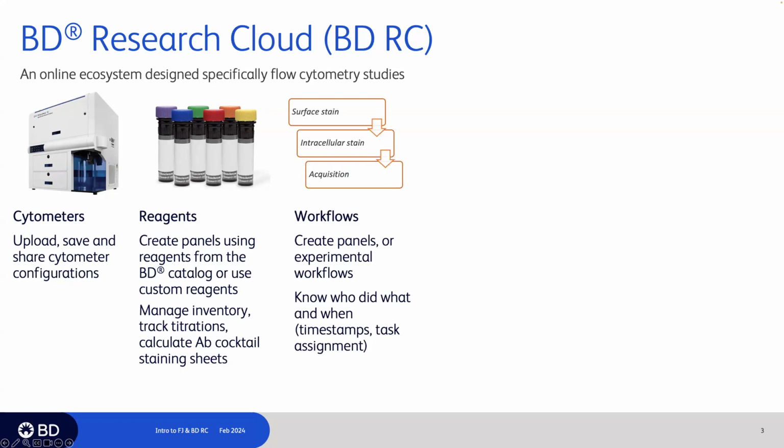There are workflows. Workflows could be something like creating a panel or any kind of experimental workflow, like I mentioned, titrations or cocktail staining sheets. And with those, you can basically track and know who did what and when they did those with timestamps, and be able to assign those specific tasks to different users within your groups.